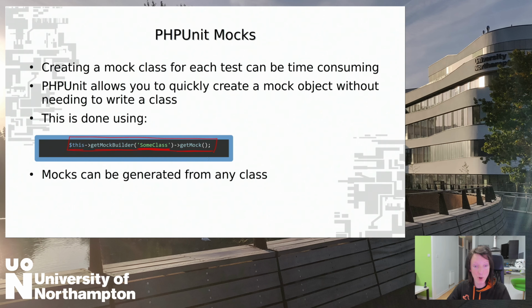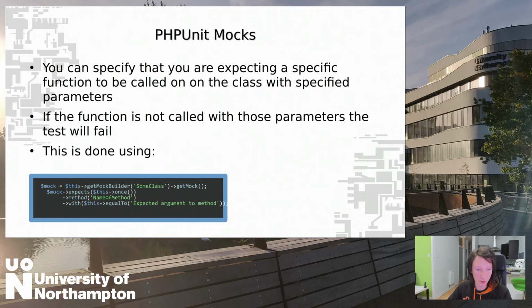That will generate a mock version of this class here. And you can put any class name there you like. And once you've got the mock object and you store that in a variable, you can then say what you expect to happen with that mock. And this requires quite a lot of code, and the syntax looks a bit strange if you haven't seen it before. This is something called method chaining, which I won't go into here. But the syntax, although it looks a bit strange, you do get used to it after a while.